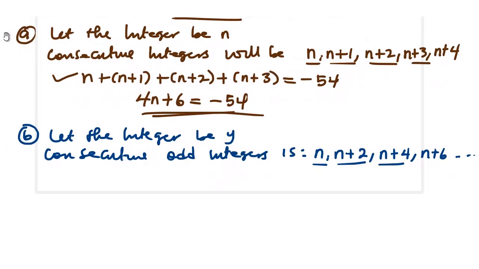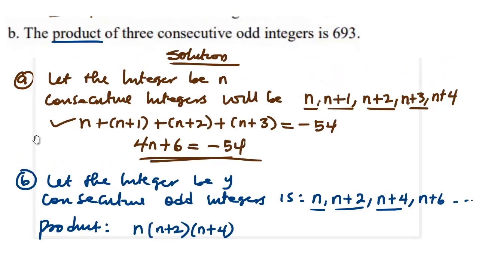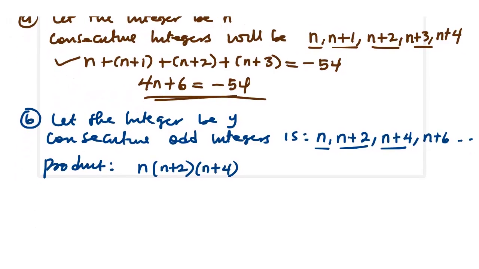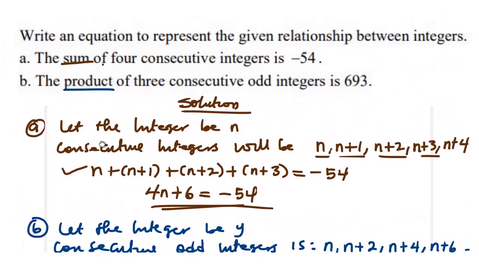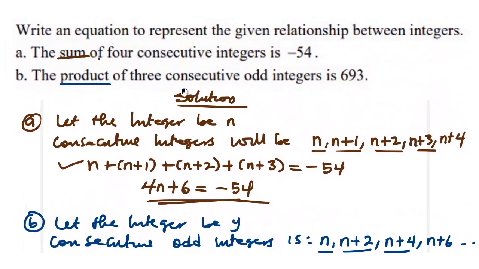So if I take the product, the product in this case will now be n into bracket n plus 2 into bracket n plus 4, and the question says that that product is equal to 693. So this is the solution to this problem. Somebody may say, why didn't I simplify further? I can decide to do that, but that is not required in the question. The question only says we should write the equation.